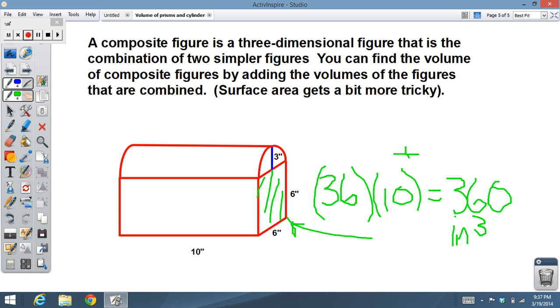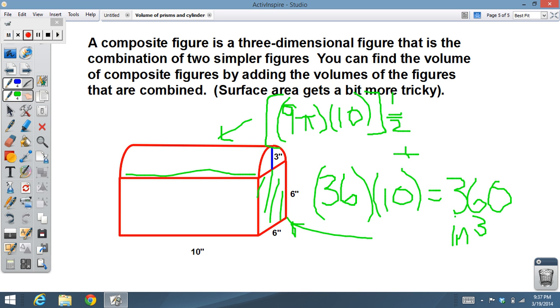And I'm going to add that to the volume of the cylinder part, which is simply pi r squared, or 9 pi times the height of 10. But in this case, I've only got half a cylinder, so I'm going to take all of that and multiply it by 1/2, because I've only got half of the volume, right? Half the cylinder is missing. So this is going to be 45 pi inches cubed.